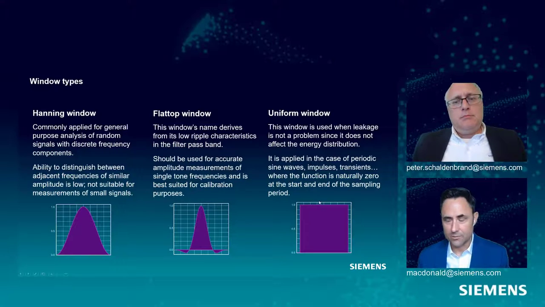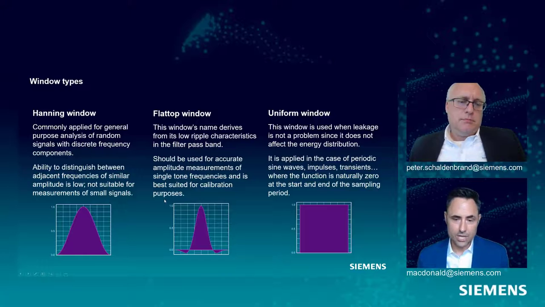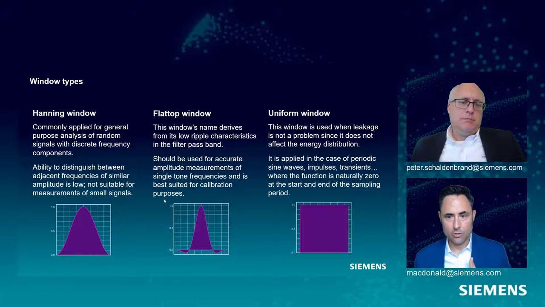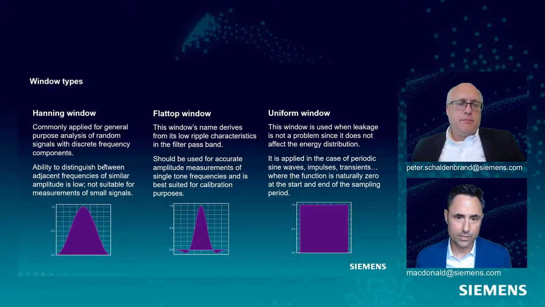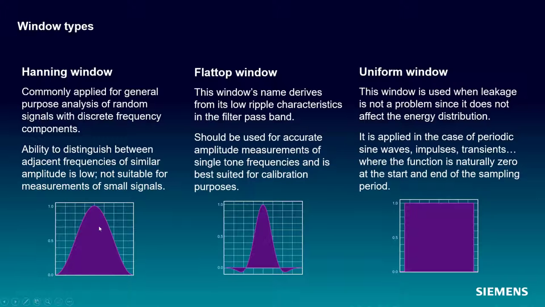Okay, so we're going to apply these windows, and they're going to each have a different sort of application for us, but they're all there to help us minimize leakage. This guy called the Hanning window, it's the one we used in our example, a nice bell-shaped curve, sort of a general purpose window. There's also one called the flat top, which is really good at maintaining amplitude accuracy, and so it's often used for calibration.